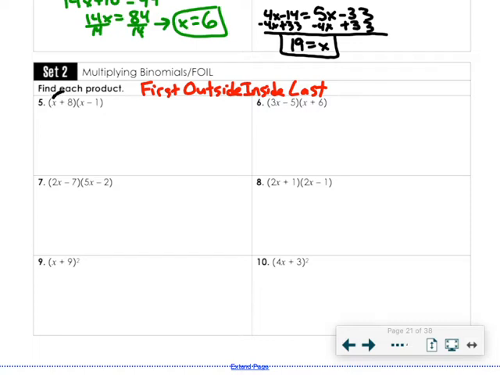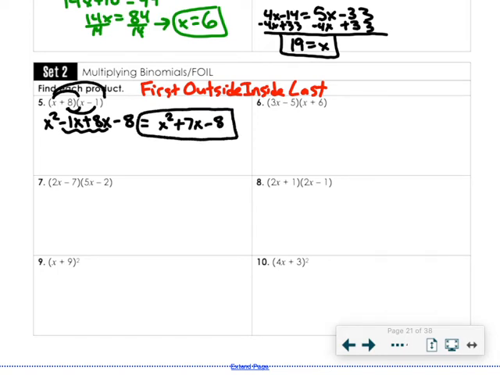F stands for first, that's x times x, that's x squared. The O's are the outsides, that's the x and the negative 1, that's negative 1x. I stands for inside, that's positive 8 times x, and L stands for last, positive 8 times negative 1 makes negative 8. Check the O and the I, they should be like terms. So this is going to be x squared, positive 7x, negative 1 plus 8, and then negative 8 at the end. That's FOIL.